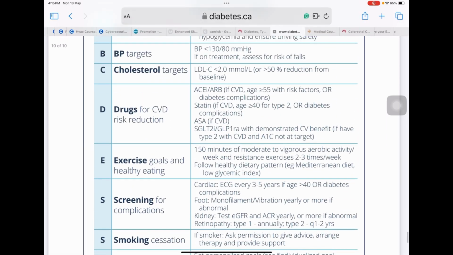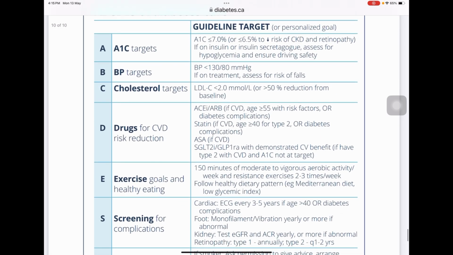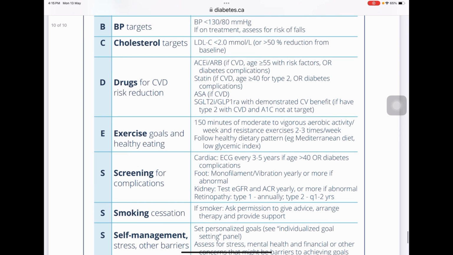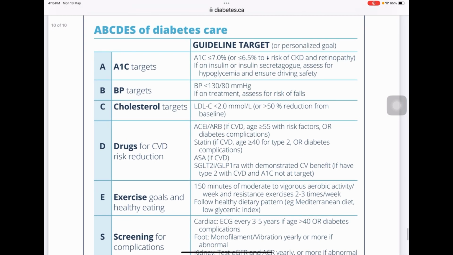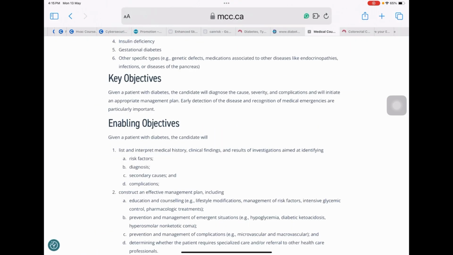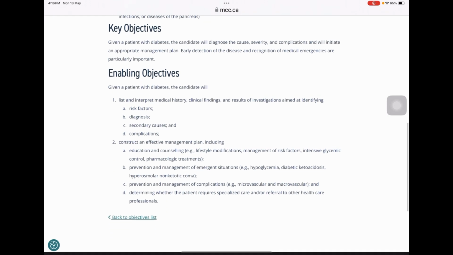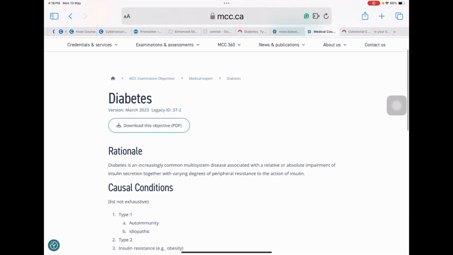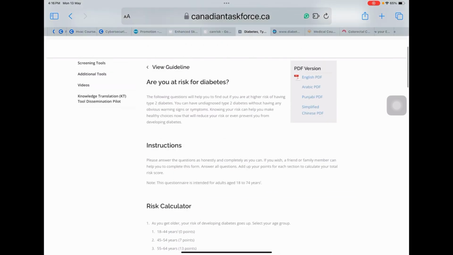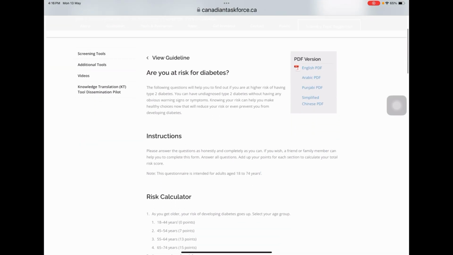So that's about it. This particular table is very important, and by important I mean that you will frequently see questions related to exercise, healthy eating, screening, and even the drugs like aspirin and statins, which you need to know. I'll just quickly go and see risk factor, diagnosis, secondary causes, complications. We have mostly covered this objective right now, and you can also see the guidelines.